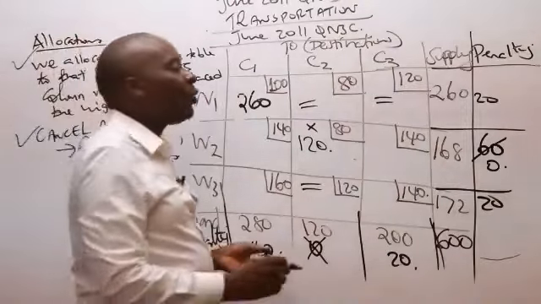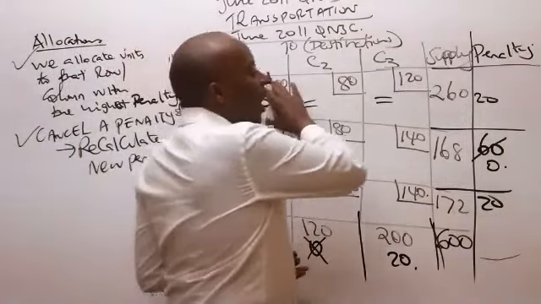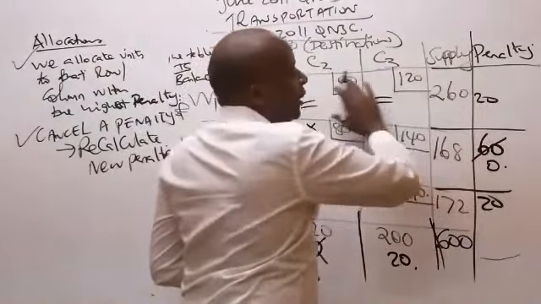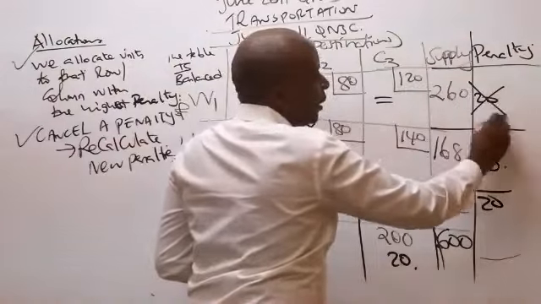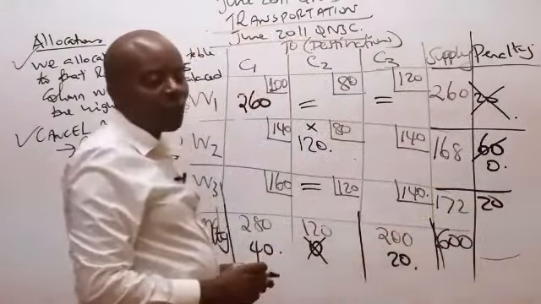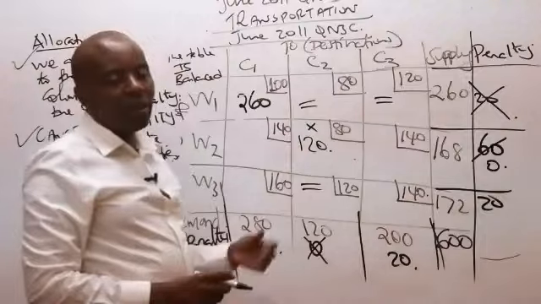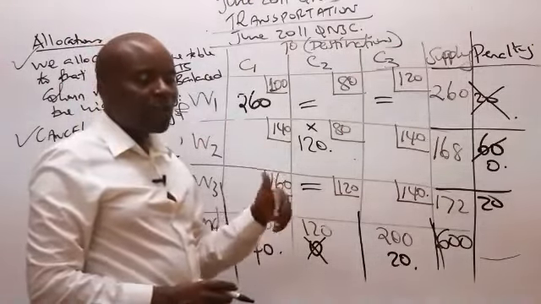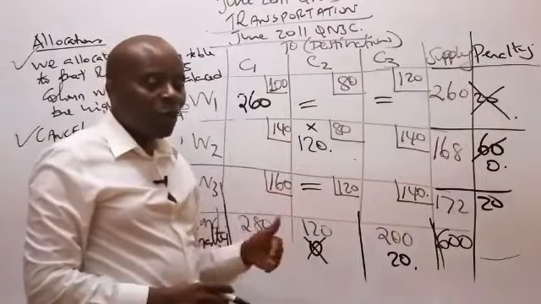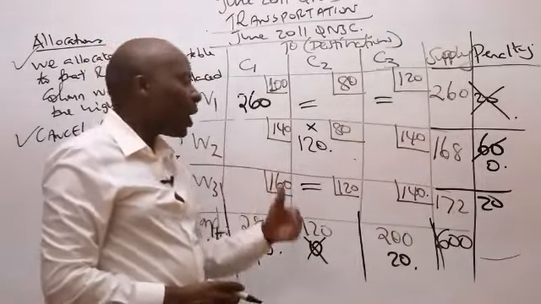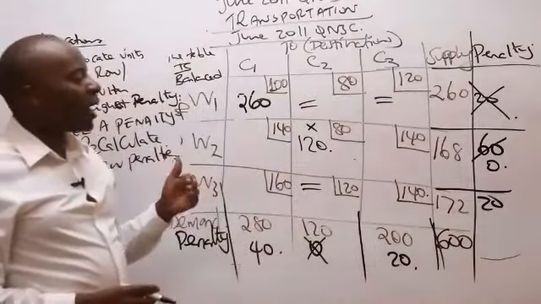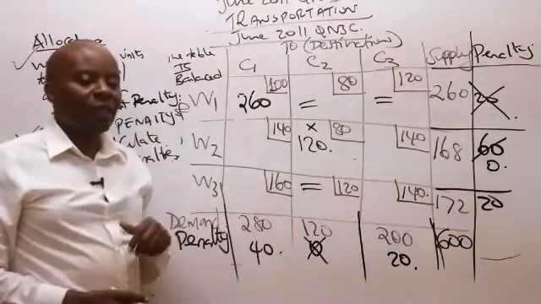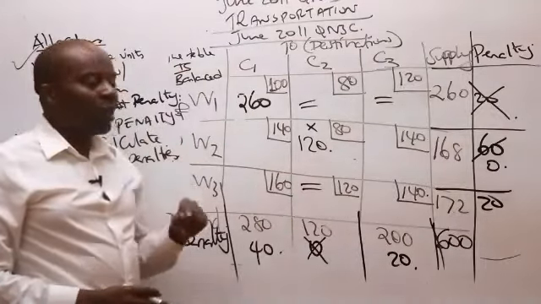Once I do that, I know that this entire row, with its empty cells blocked, is done. And if it's done, then we have to come and cancel that 20. Remember the rule of cancellation of penalties. Anytime you cancel a penalty, you must always recalculate new penalties.